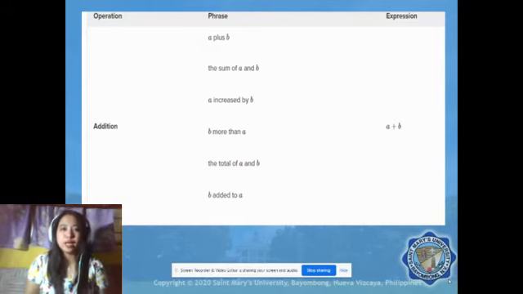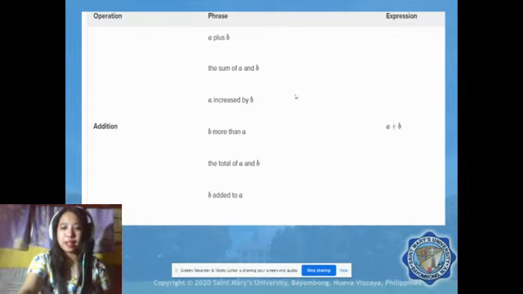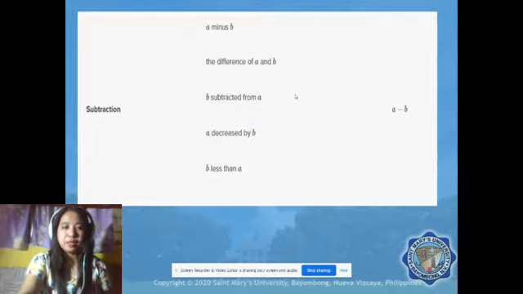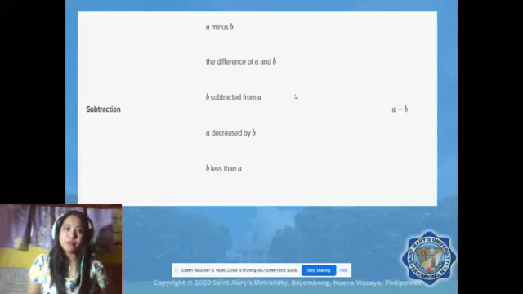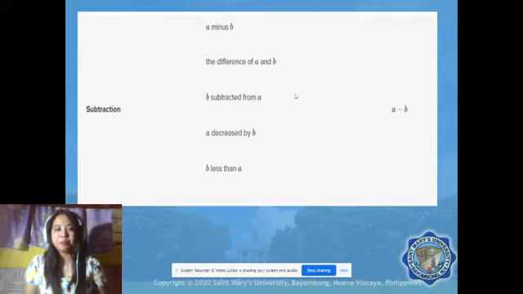So we can use A plus B. In expression, this is how it is written: A plus B. The sum of A and B. A increased by B. B more than A. The total of A and B, or B added to A.